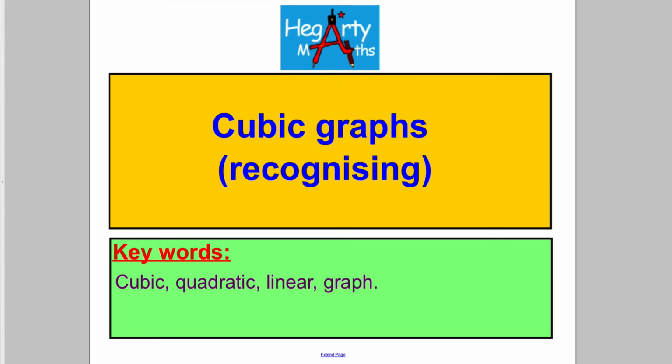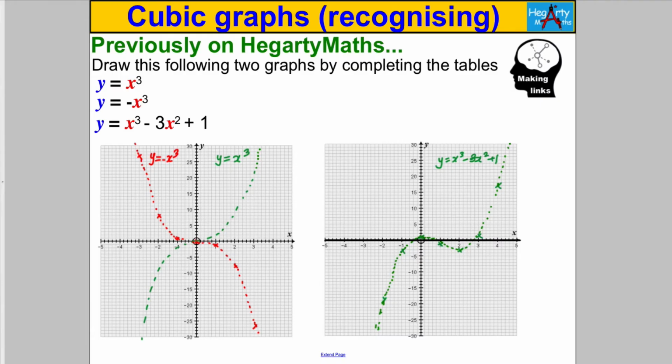It's Mr. Hegarty here, and we're talking about cubic graphs and being able to just recognize them, not necessarily draw them from a table of values. Now, in the last video, what we did was we drew the following cubic graphs from a table of values. So y equals x cubed, y is negative x cubed, y is x cubed subtract 3x squared add 1. And they are as follows.